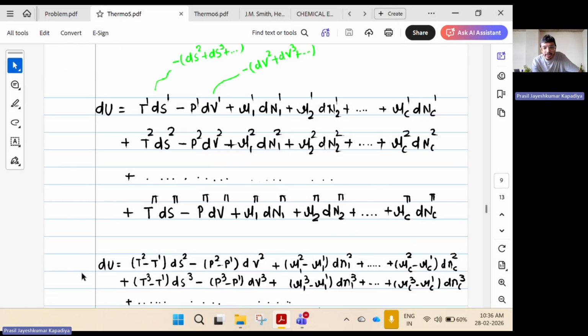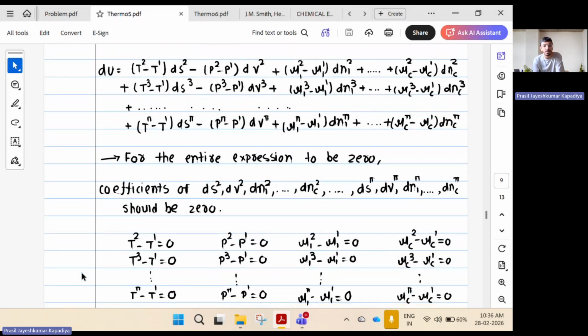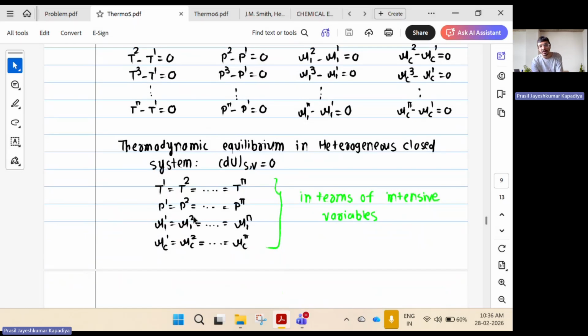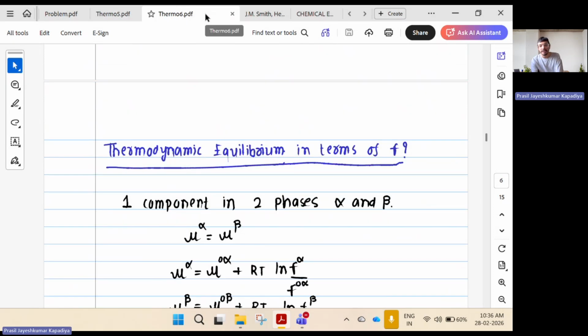So we had these thermodynamic equilibrium conditions in terms of temperature, pressure, and chemical potential. But now I have replaced my chemical potential with fugacity. So what will be my equilibrium condition in terms of fugacity? Let's try to derive that. Let's say I have one component which is present in two phases, alpha phase and beta phase.